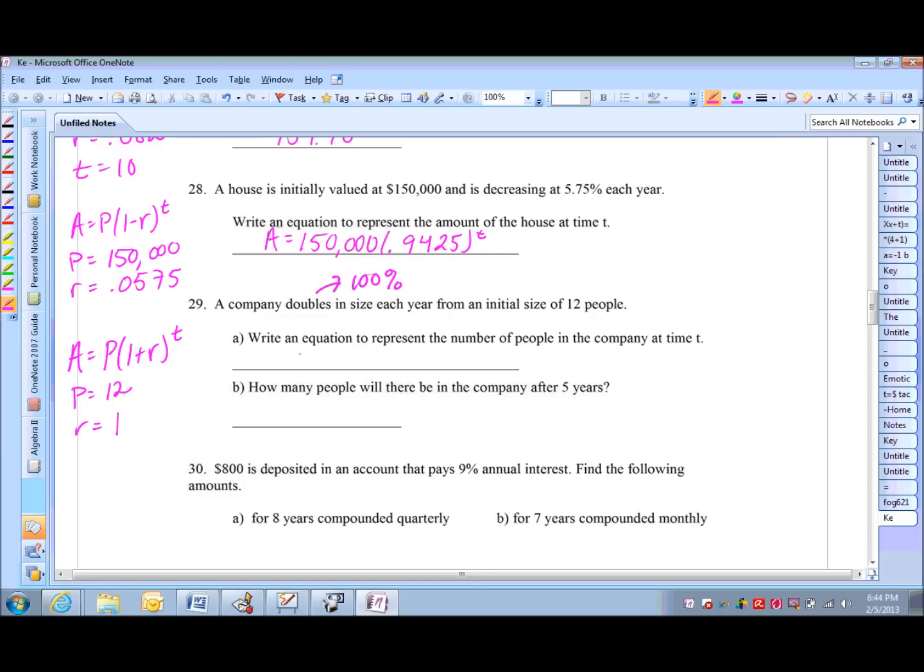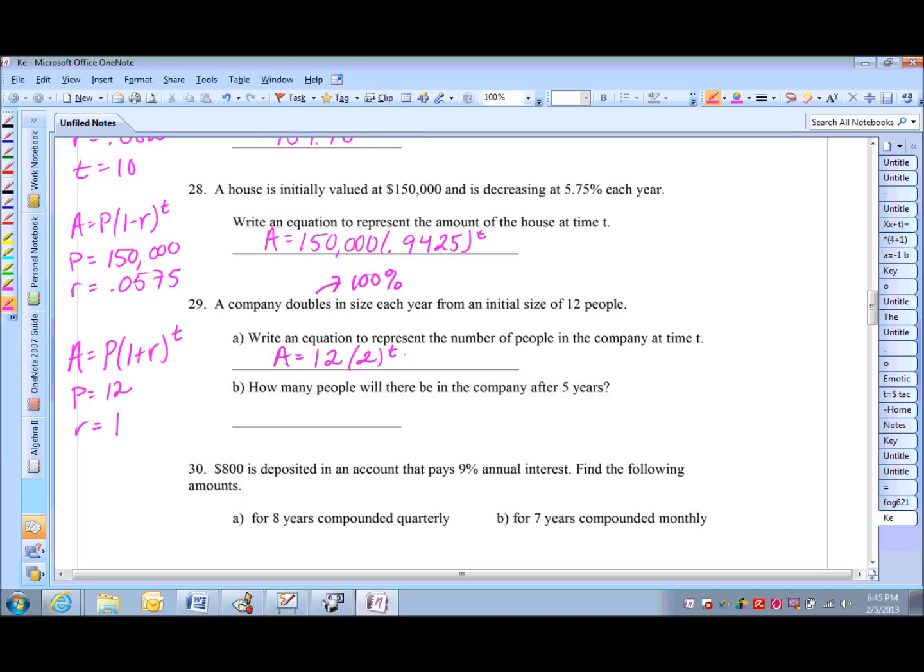So when it asks us to write an equation to represent the number of people in the company at time T, we write it as A, the amount of people, equals the initial amount, 12, times 1 plus R, which in this case is 1 plus 1. So 12 times 2 raised to the T.